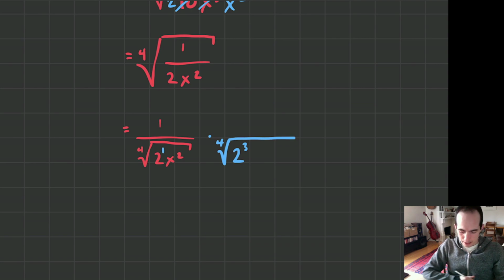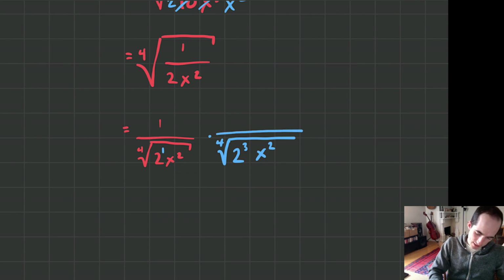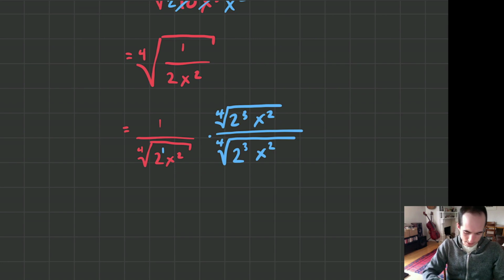Let's think about how I would get rid of the x squared. Well, if I multiplied it by x, I would just get x cubed. And I can't take the fourth root of x cubed. But I could take the fourth root of x to the power of 4. And I could get x to the power of 4 if I multiplied this by x squared. So I'm going to multiply the numerator and the denominator by the fourth root of 2 cubed x squared. That looks good.